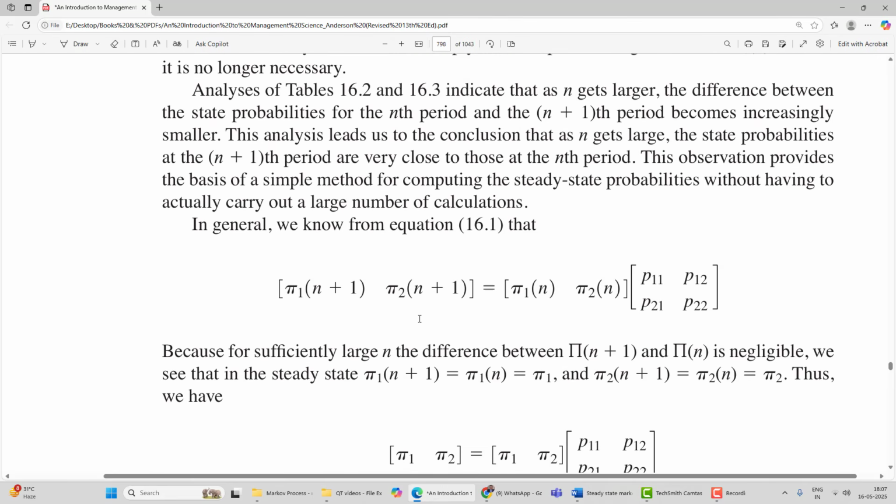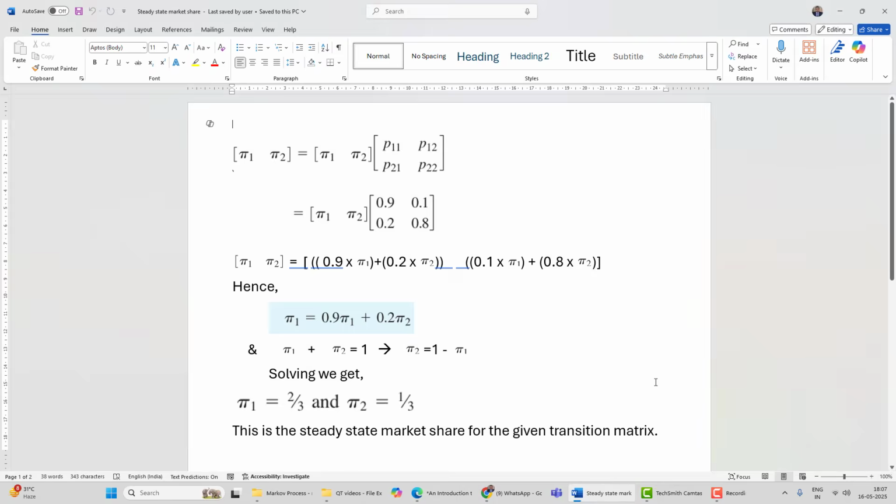Here they have shown it using this formula, but it is a bit confusing, so I will take you to a Word doc which I have created for your easy understanding. So what exactly does a steady state market share mean? If pi 1 and pi 2 are the market shares, when you multiply pi 1 and pi 2 by the transition matrix, you will again get pi 1 and pi 2. So pi 1 and pi 2 multiplied by the transition matrix should be equal to pi 1 and pi 2. Then only it is called a steady state.